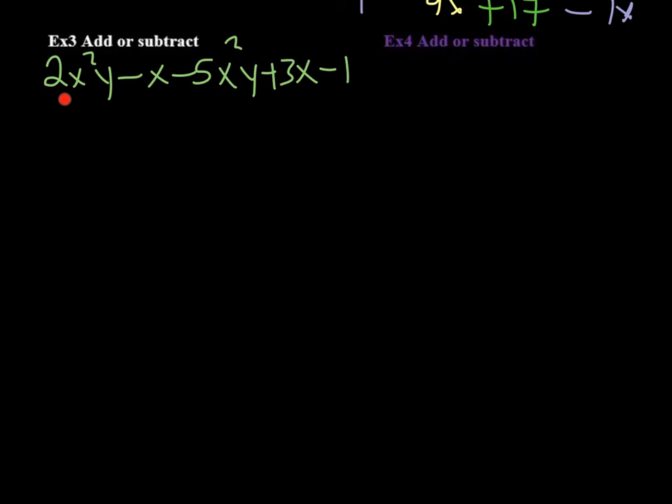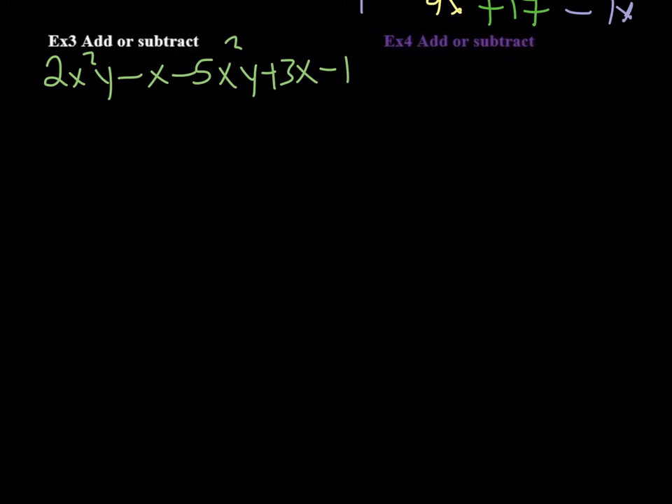Alright, example 3, so 2x squared times y minus x minus 5x squared times y plus 3x minus 1. So this one may seem like, oh, it looks extremely long, looks really complicated, but it's actually not. Think about all the 4 steps that we learned a little bit ago. Just apply those, and I think you'll be fine.